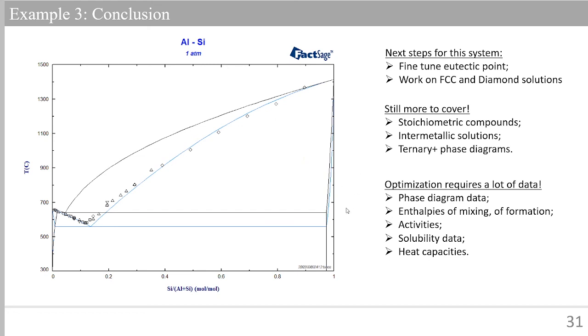But to go that much further, it's evident that optimization requires a lot more data, such as phase diagram data that we have here, but also enthalpies of mixing and of formation. We have activities that we could use, solubility data for specific compounds and phases, and even heat capacities that we can measure.